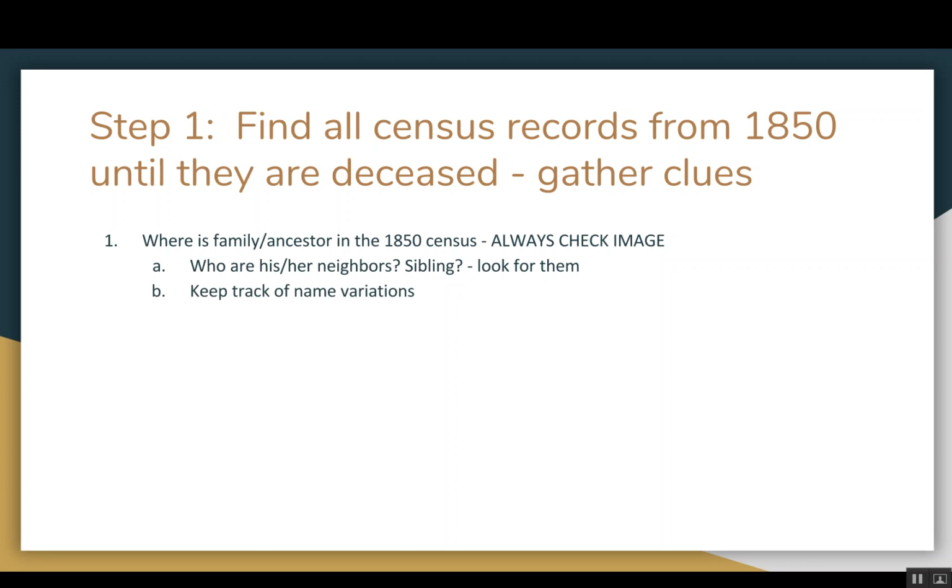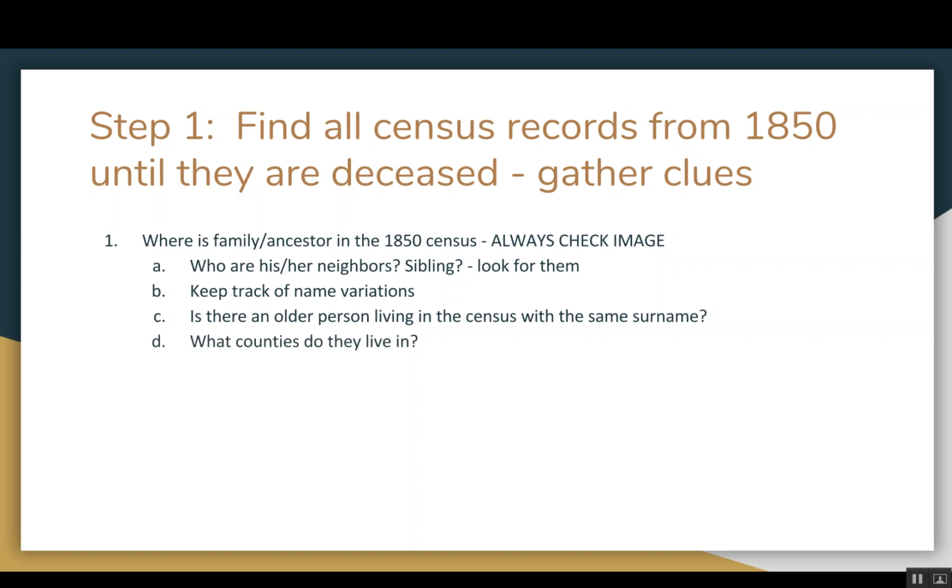Also, keep track of name variations. Sometimes those will give you clues, and sometimes that'll help you find them again if it's kind of a crazy name variation. Also, when you're looking at the census records, is there an older person living in the census with that same surname? Could that possibly be a parent? Because that's really what we're trying to find, the parents of these early ancestors.